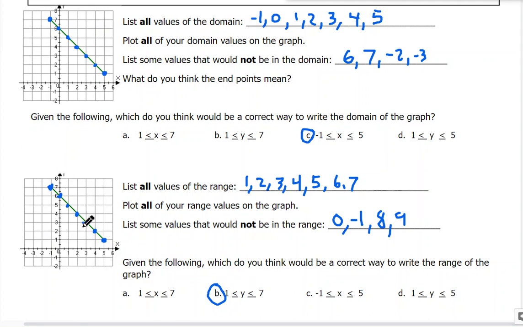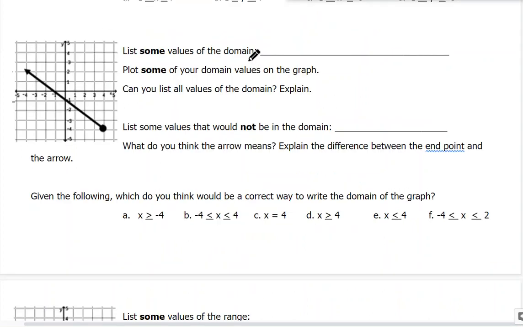All right, and that's the range of this graph. All right, list some values of the domain. I see there's an arrow here, so that means that's going to keep going on forever and ever. All right, so what are some possible values? I see this ends here at the point, so that ends at 4. So it can literally be anything that's less than 4, because it stops here and it's going on forever that way. So it could be -1, which would be here, it could be 0, which would be here, it could be 4, which is right there.